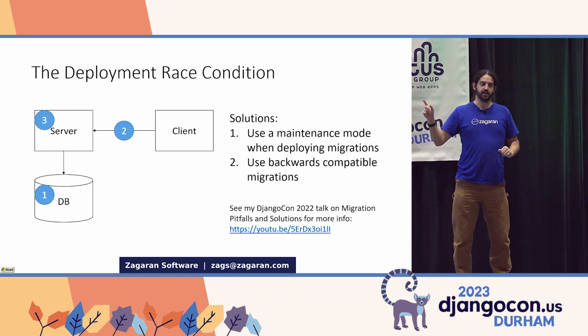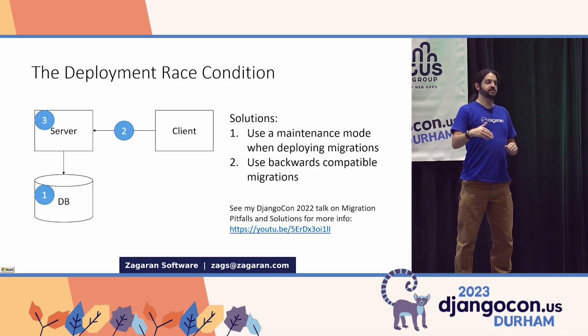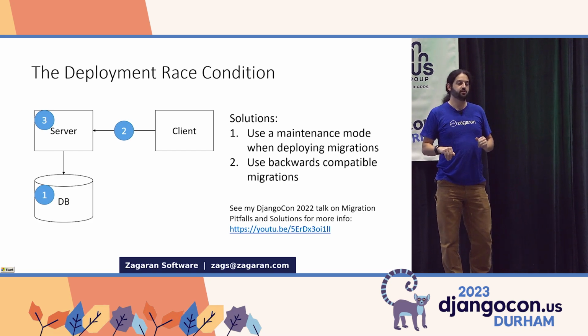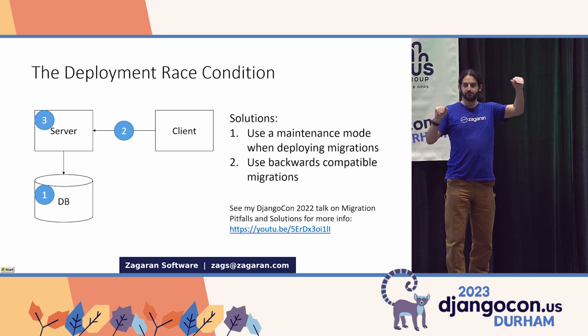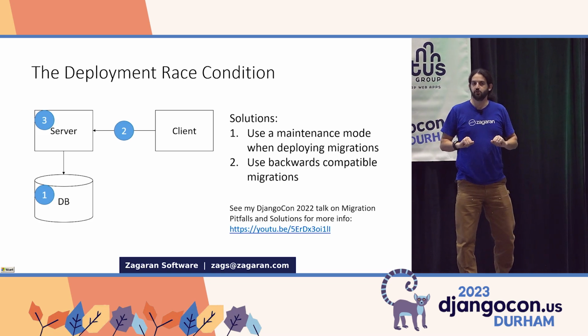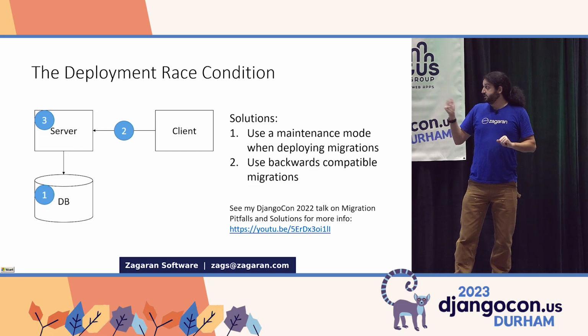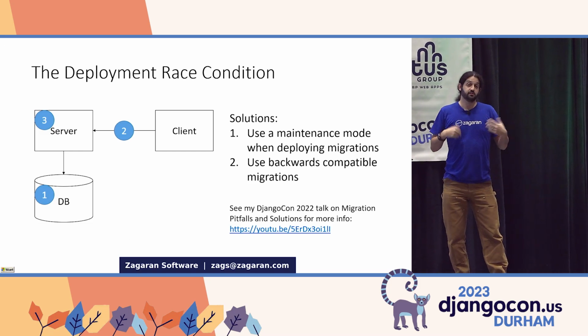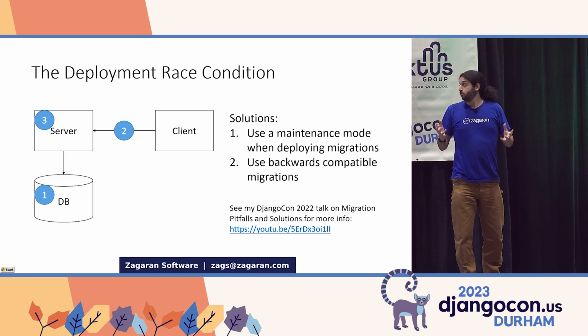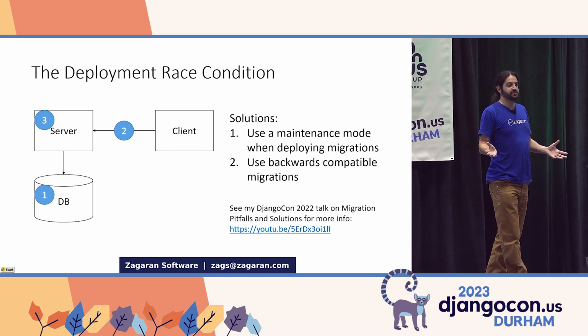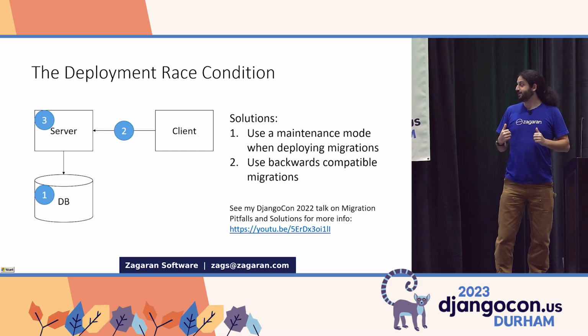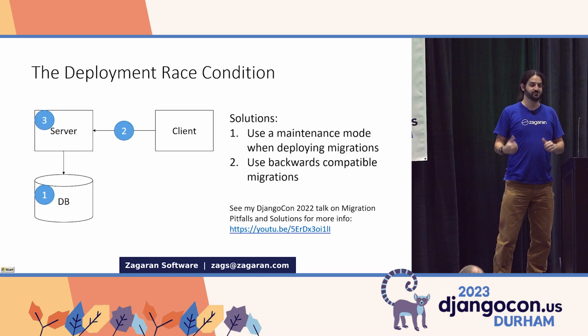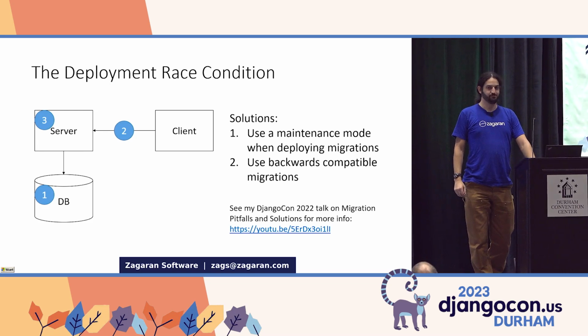However, even if you do that, if a request comes in between you doing migrations and you updating your code, you're going to be running an incompatible version of your database schema in your application code. Two options here. You could either use a maintenance mode when deploying, that is to say downtime, or you can use backwards compatible migrations. And if you want to know more, this is a really deep topic. I talked about this at DjangoCon last year, so see my talk on migration pitfalls and solutions.